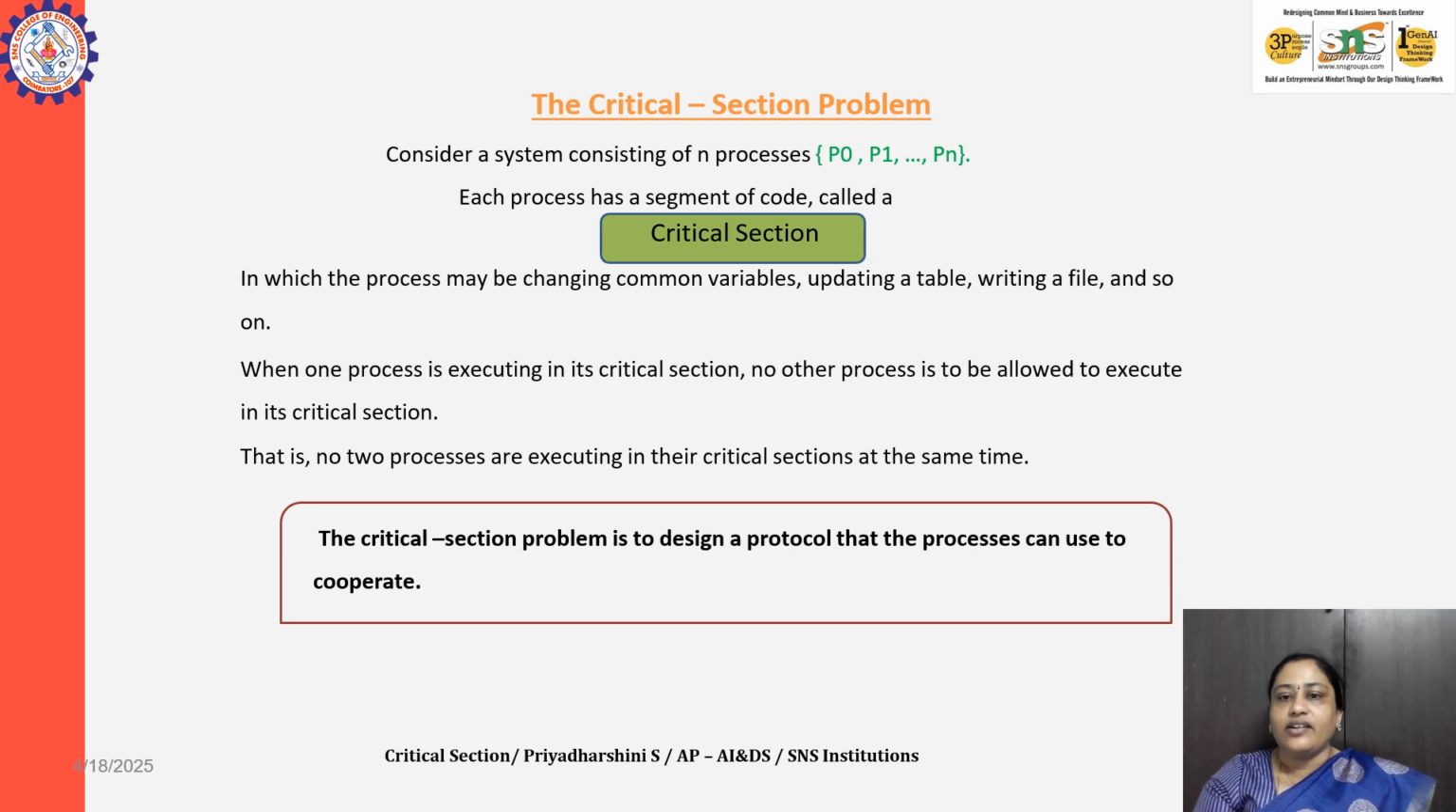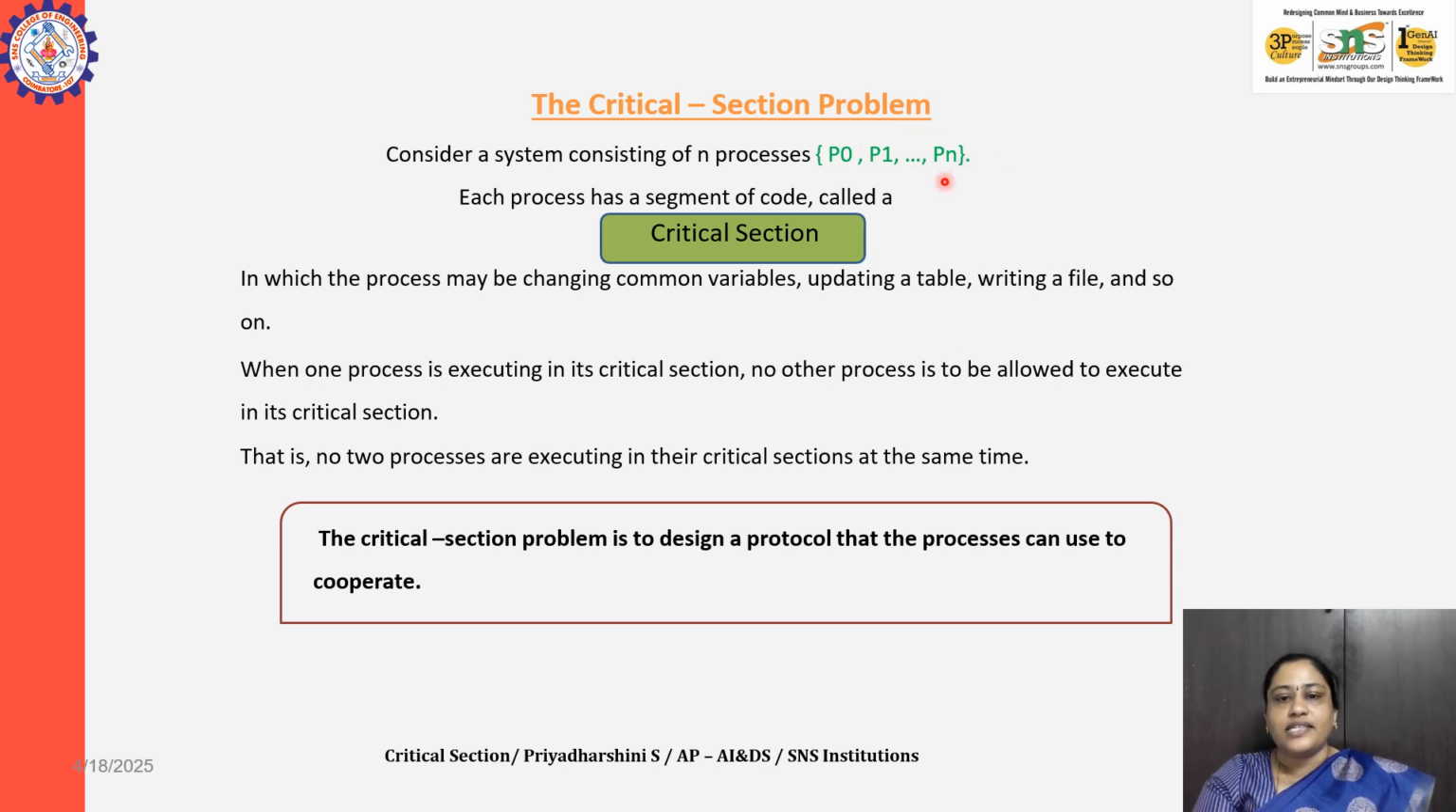She told them that there should be a red flag when a person is inside the room, and the other two persons should be waiting outside. When this is done, there would not be any chaos in the home. The same thing is applicable to the critical section problem. Consider a system consisting of n processes, P0, P1, P2, etc., are the processes in the system.